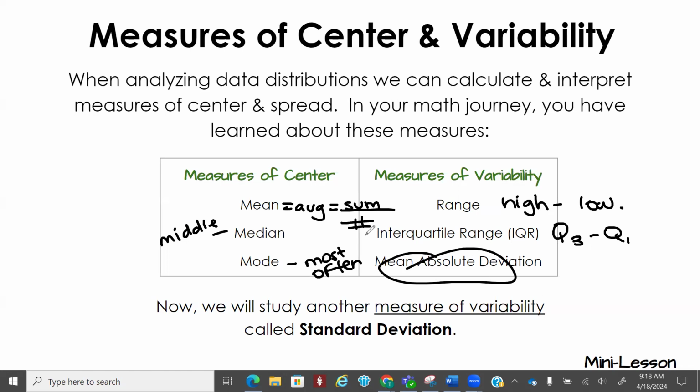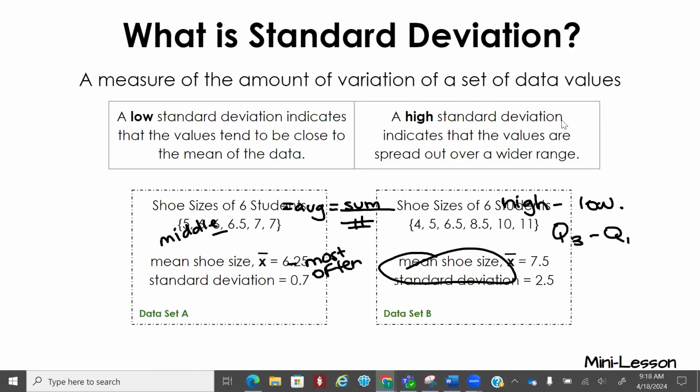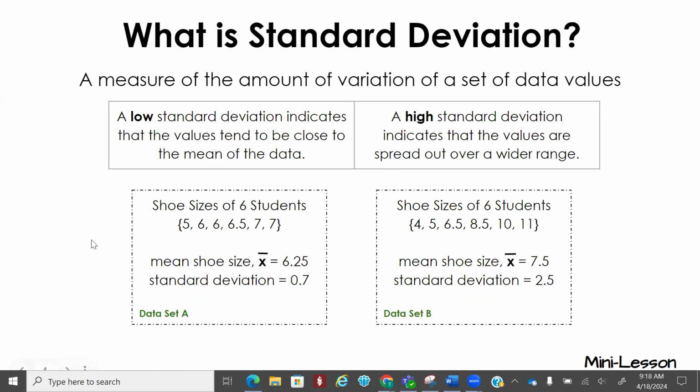Okay. So again, we're going to study standard deviation, which is known as the measure of variability. So go ahead and flip the page. A measure of the amount of variation of a set of data values. A low standard deviation indicates that the values tend to be close to the mean of the data.